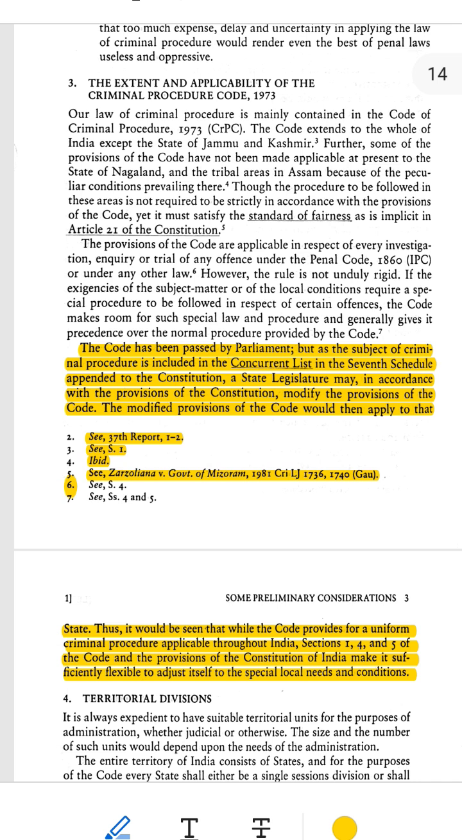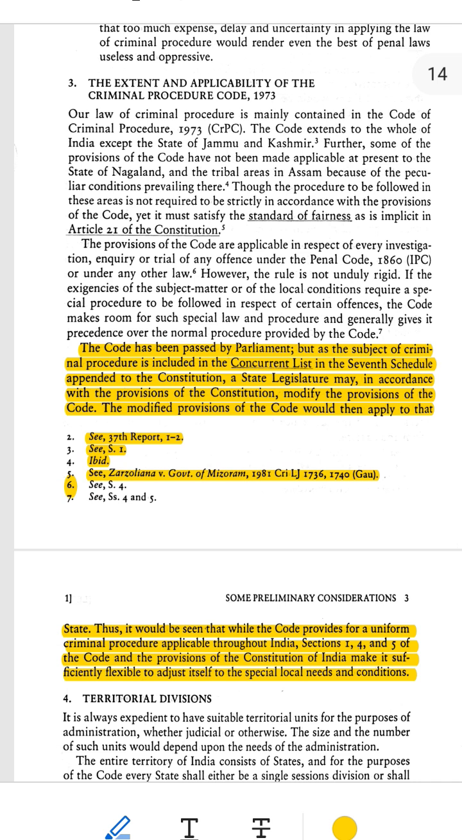Sentence: the modified provisions of the code would then apply to that state. Modify provisions. If a state decides to make changes to the CRPC based on its local needs, those changes apply only to that state. Example: a state like Nagaland, with its own unique conditions like tribal customs or geography, can have slightly different rules compared to other states. Only that state. The changes made apply only within that state, not across the whole country.